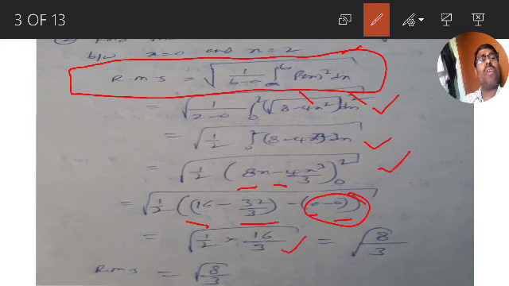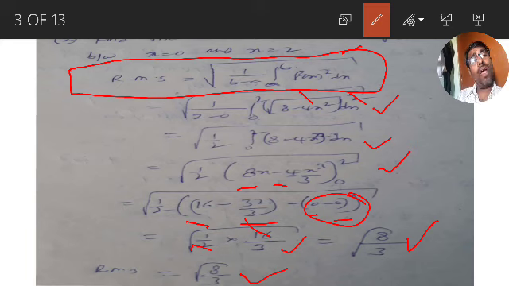by 3. So, square root of 1 by 2 into 16 by 3, 2 and 16 cancel. So the answer is square root of 8 by 3. So, RMS value is equal to square root of 8 by 3. This is my second problem on RMS value.